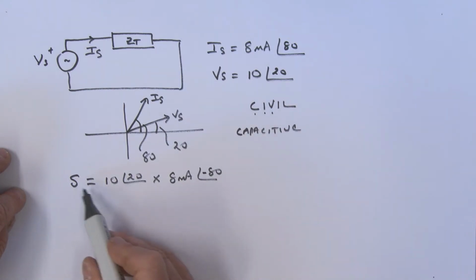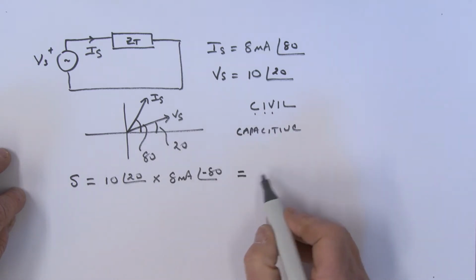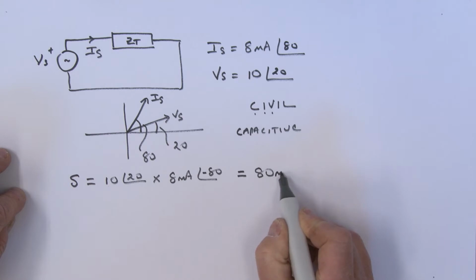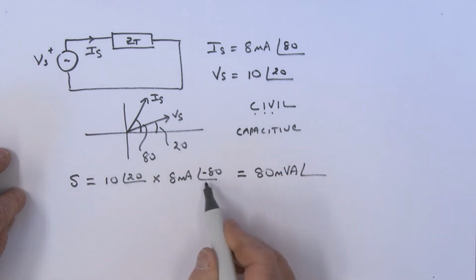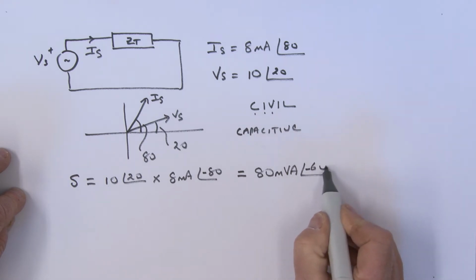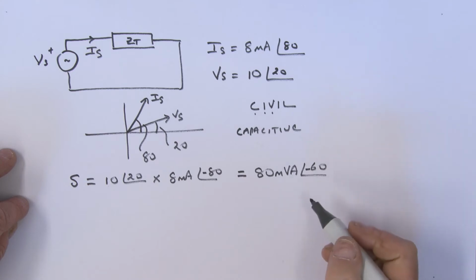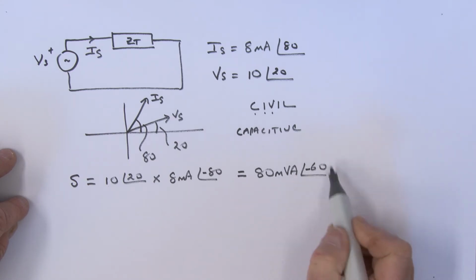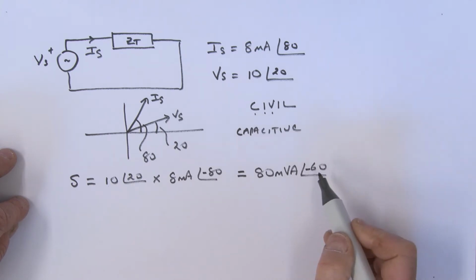Okay, so let's do this. That comes out to be what? That's 80 millivolt-amps, and that's an angle. So we've got plus 20 minus 80, that's minus 60 degrees. All right. So at this point now, we know what the power factor is. The power factor basically is the cosine of that minus 60.